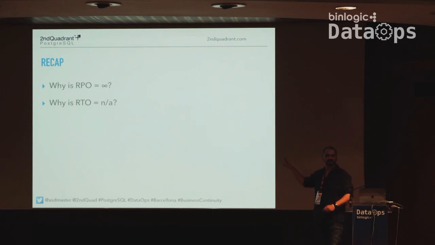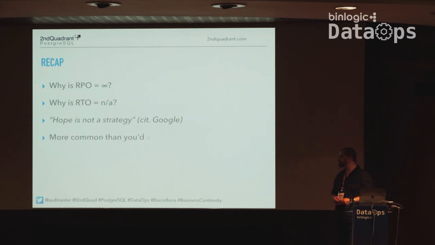RTO is not applicable because you have nothing that saves you in case something goes down. You have to rebuild the full server from scratch, okay? Hope, the server, is not a strategy, but is a starting point. We could consider that, okay? And sadly, because I saw that, this is more common than you expect. There are a lot of companies that have their server and they hope they stay online, okay?